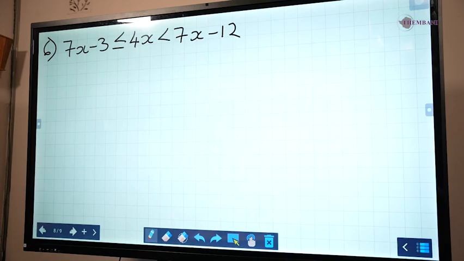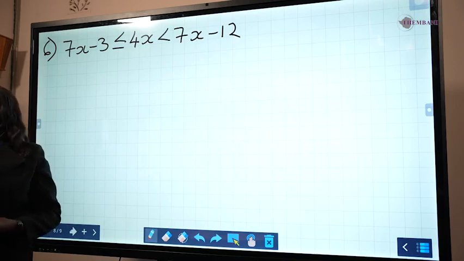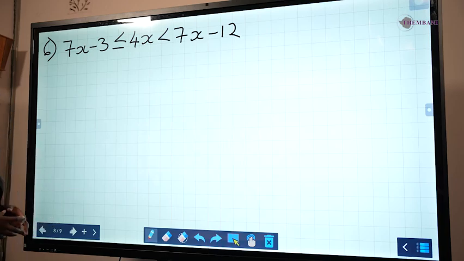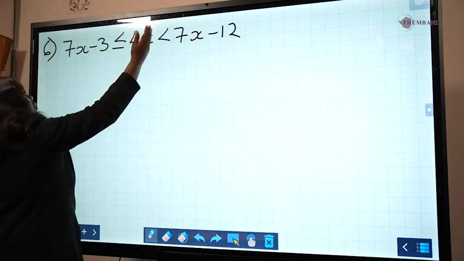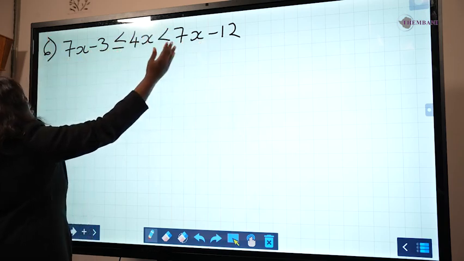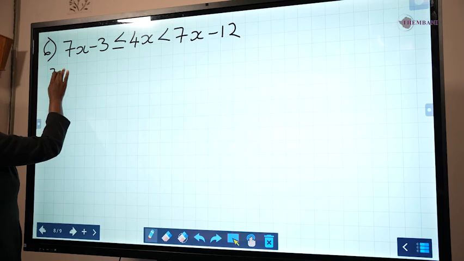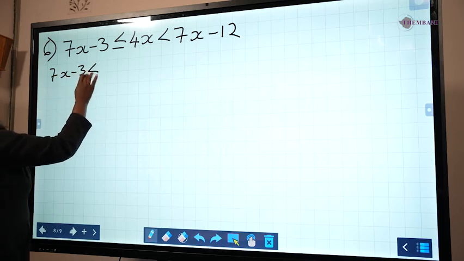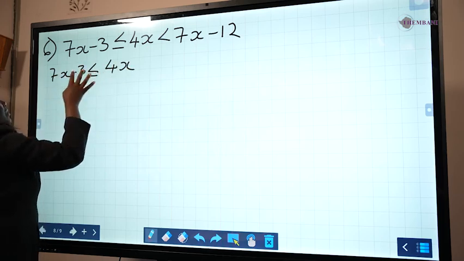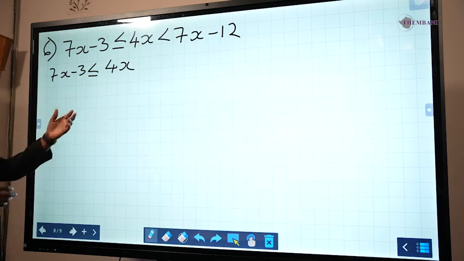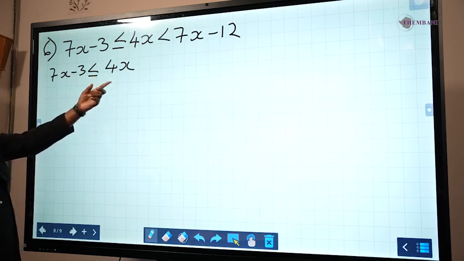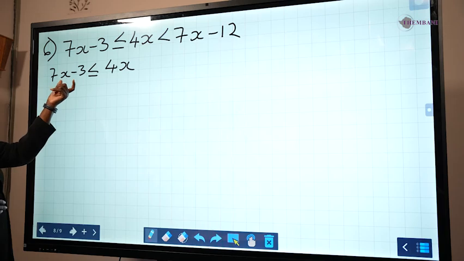So we have this one again. It's a simultaneous inequality. We want to solve it. After solving it, we represent on a number line. After representing on a number line, we also write the solution set for the inequality. So I'm closing from here where the inequality sign is. I'm starting from 7x minus 3 less than or equal to 4x. This is my inequality. So I'm going to move this 4x. It crosses the inequality sign and becomes negative. This minus 3 crosses the inequality sign, it becomes positive.